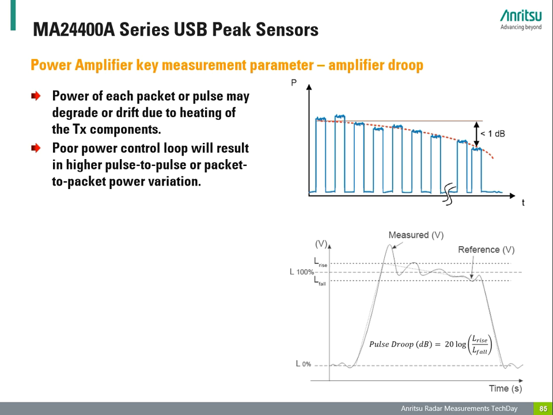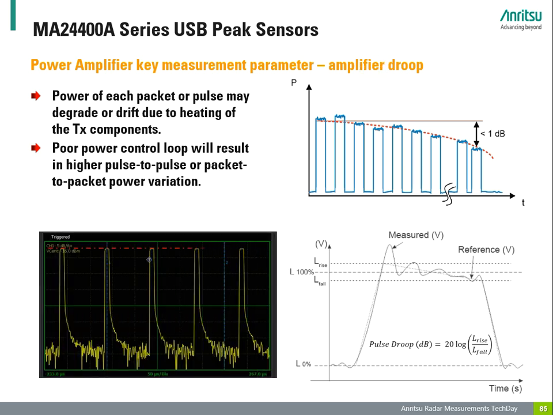This kind of power loss has an impact on the maximum radar range. For example, a 1 dB improvement in average power increases the range by 6%. Here in this plot, we see some kind of wanted situation. We see 5 pulses with the same pulse power. But how is the situation after a couple of thousand or a couple of 10,000 pulses?